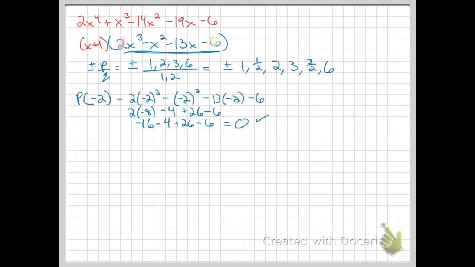Okay, so hopefully you got that negative 2 worked. Remember, if negative 2 is a root, then opposite of zero product property, x plus 2 is a factor. So now I know what I want to divide into that polynomial. We're going to do long division.